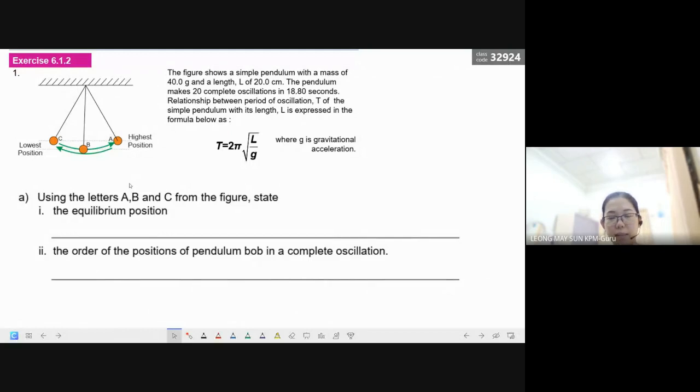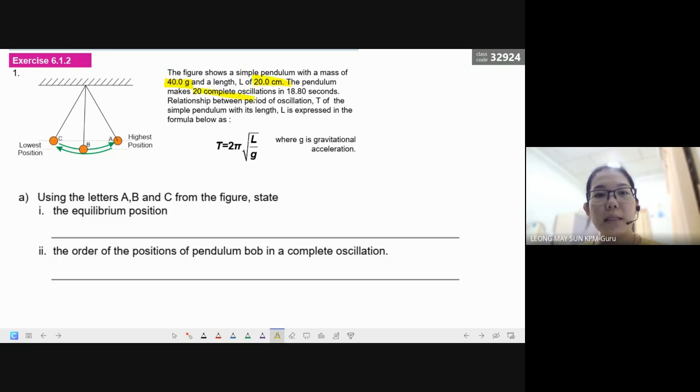All right, this exercise is still not class point yet because I just want to discuss with all of you, and I want to let you guys see how I answer these questions that I took from the previous syllabus last time. So it's still applicable for you guys. Okay, so this question says the figure shows a simple pendulum with a mass of 40 gram with a length of 20 centimeter.